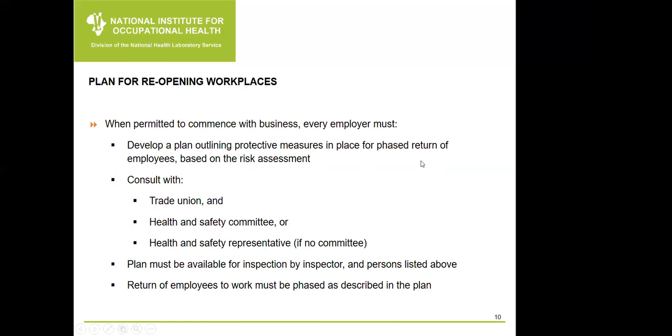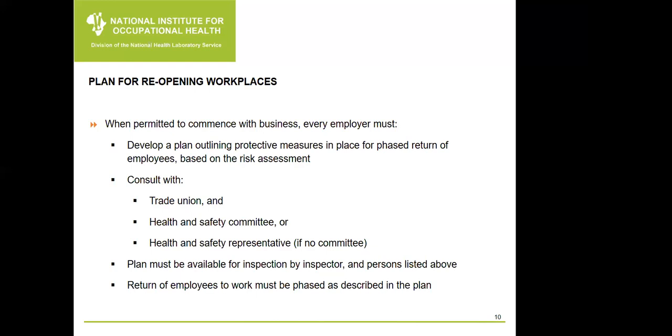So in the directions, the first thing that it says is the moment that a business can commence. I know most businesses maybe did, but there are some exclusions. At that point that the business commences, the employer must develop a plan to say exactly what they are going to do, and to make sure that employees come back to the workplace in a phased manner, and it must be based on the risk assessment. Michelle mentioned that the risk assessment is the foundation of health and safety in the workplace. Still, with the COVID-19 situation, that remains the truth.